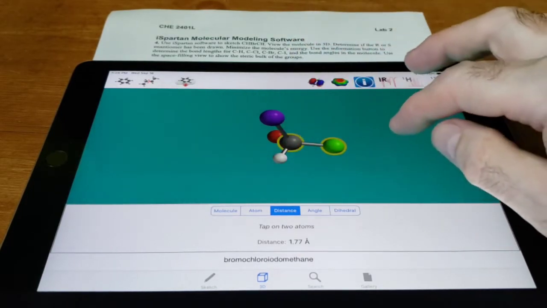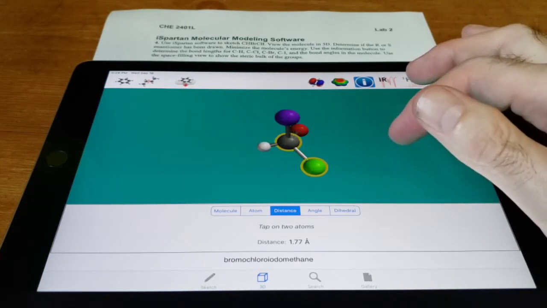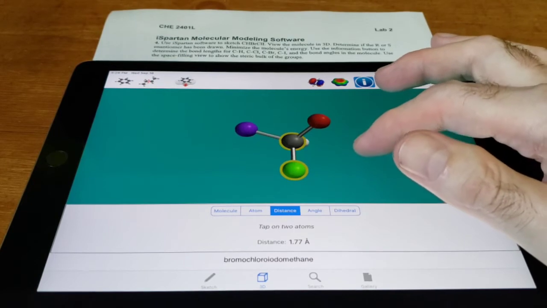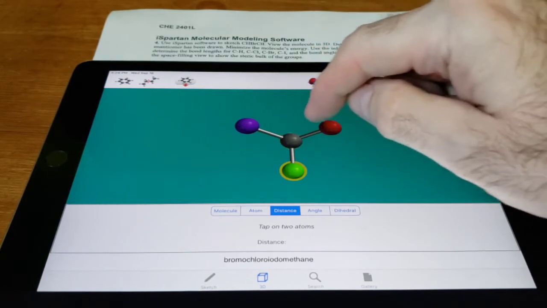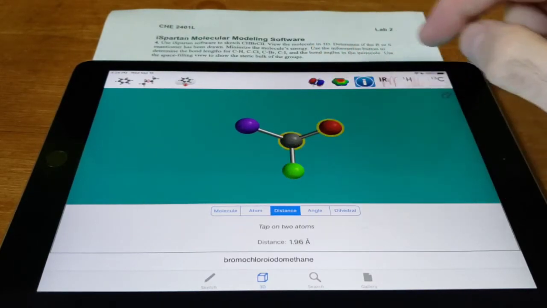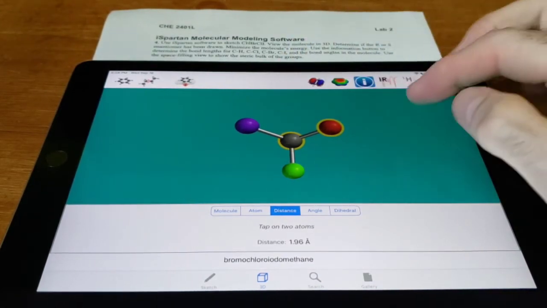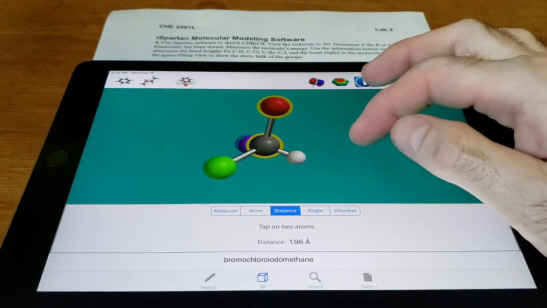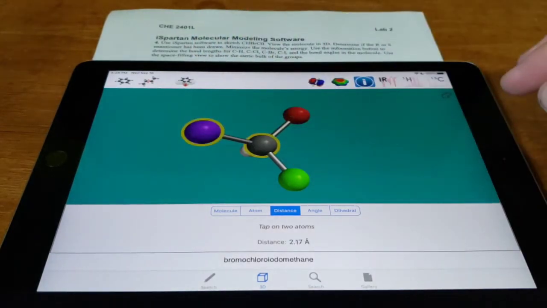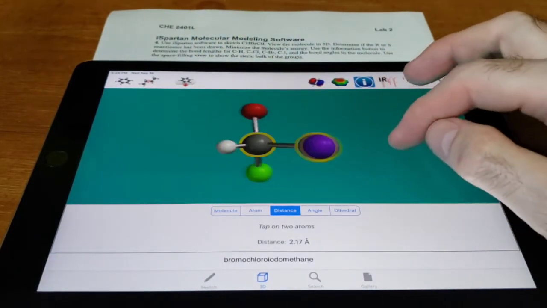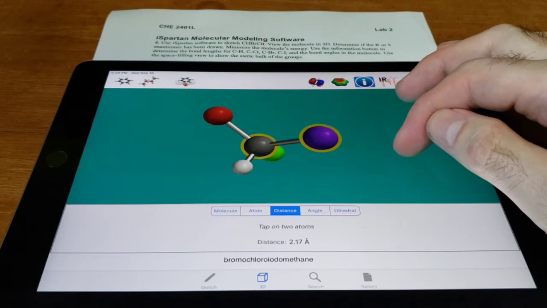Okay, let's pick a couple of others. So the distance between the chlorine and the carbon is 1.77 angstroms. 1.77 times 10 to the negative 10. The distance between the carbon and the bromine is 1.96. So at this point, that bond length is twice as large as the bond length of the hydrogen. And then finally, the length of the bond between carbon and iodine is 2.17 angstroms.